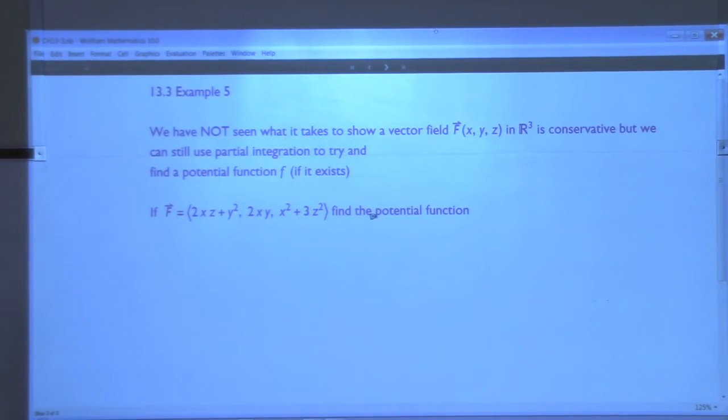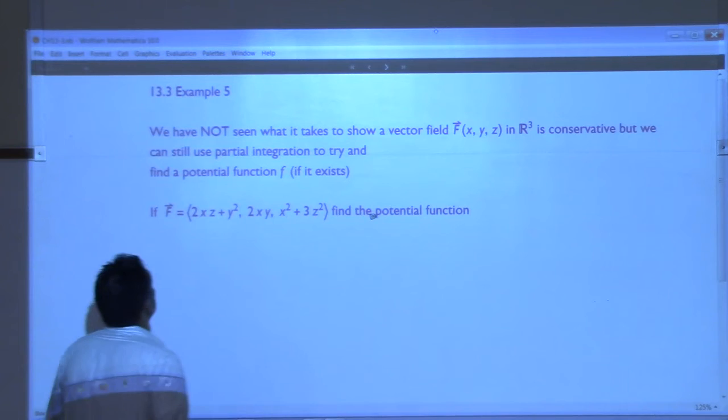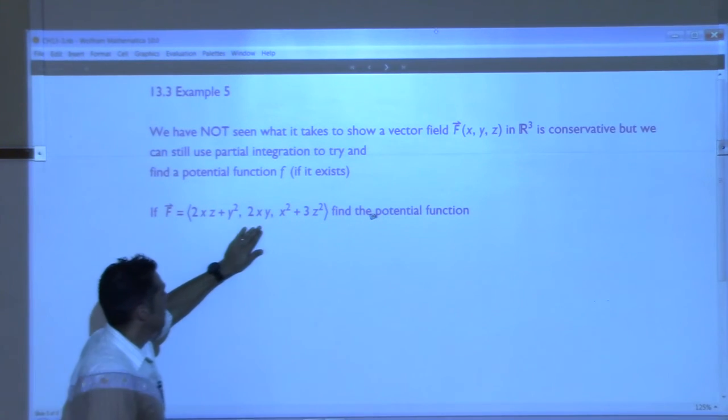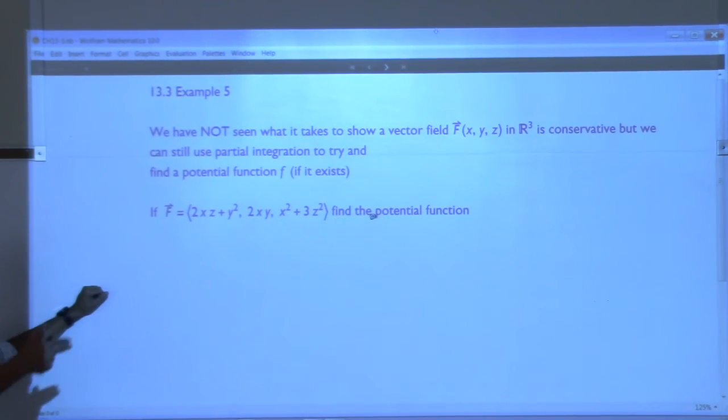All right. What we have not seen is what it takes to show that a three-dimensional vector field is conservative. We don't have a way of doing that yet. We can only use this if it's a two-dimensional vector field. However, we will have a way, not yet, but we can still try and find a potential function of a three-dimensional vector field. So if someone gives you a vector field that's three-dimensional and asks you to find the potential function, you can at least go after it, all right?